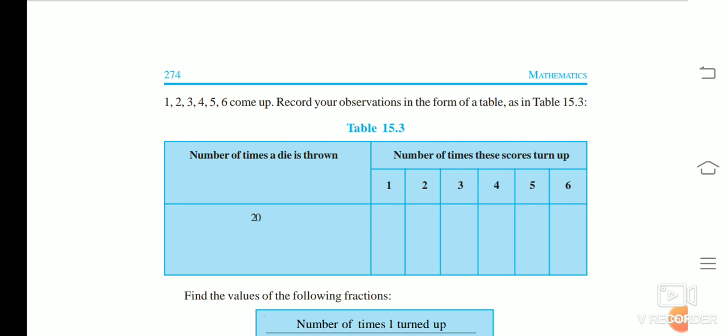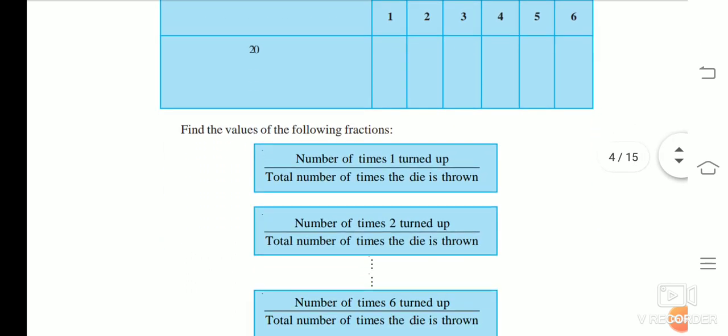For the appearance of 1, you need to write how many times in the particular column, and number of times 2, number of times 3, number of times 4, number of times 5, number of times 6. So this thing you need to write in the particular table. So this is one of the activities, so like that you can note down the answers.